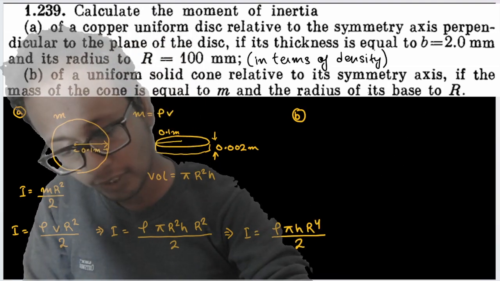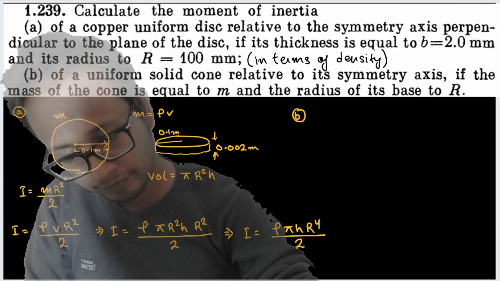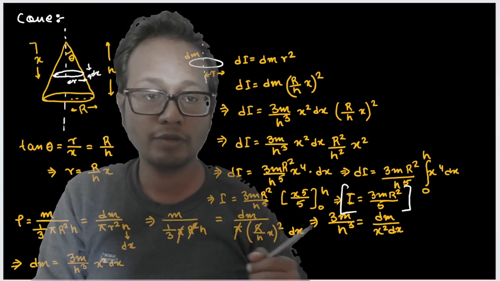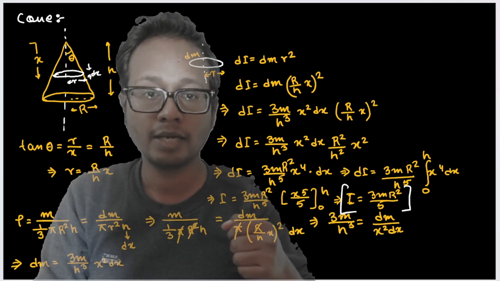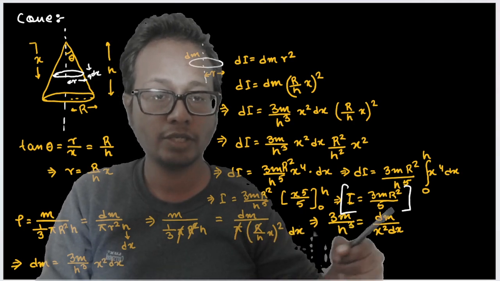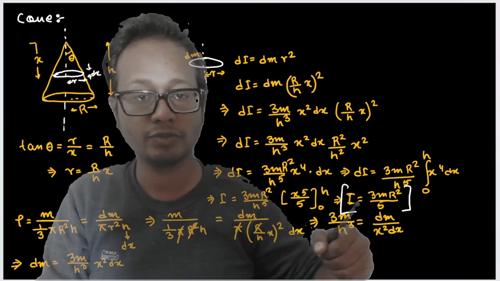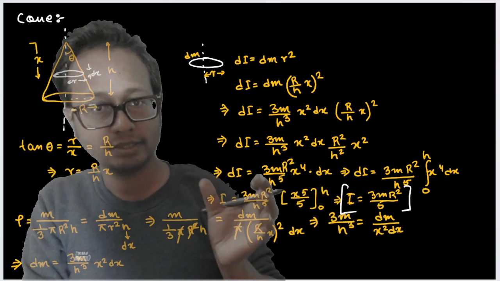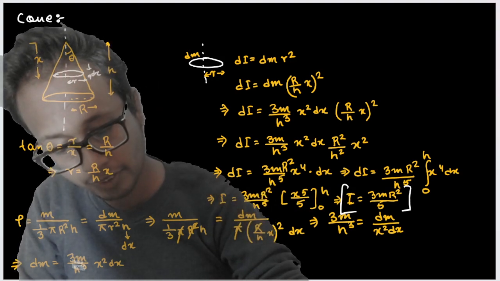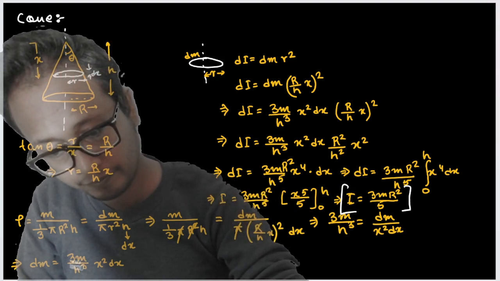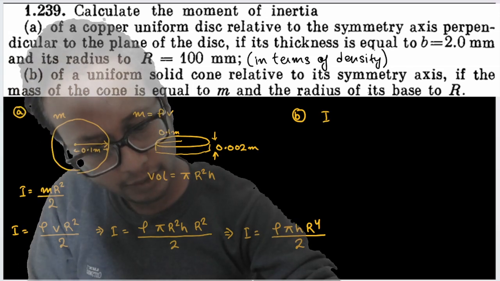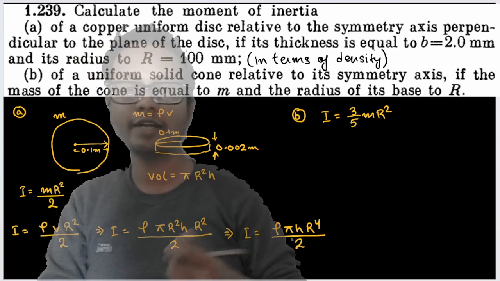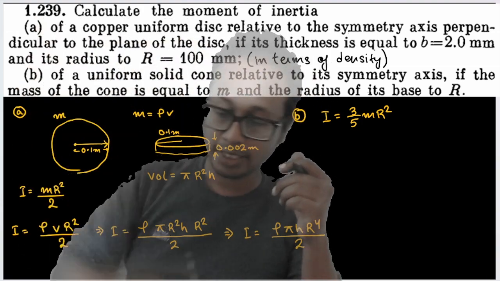What is the moment of inertia of a solid cone? The moment of inertia of a solid cone is 3 by 5 m r square. I have already done this in the lecture, just rewind the lecture and see. So moment of inertia of a cone is equal to 3 by 5 m r square. Fair and fine. So that goes our question number 239.